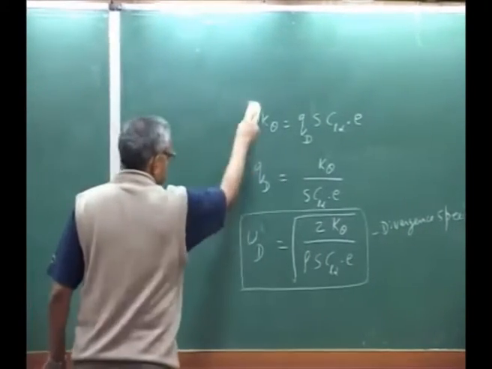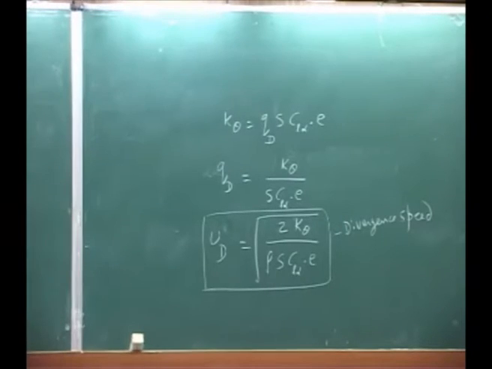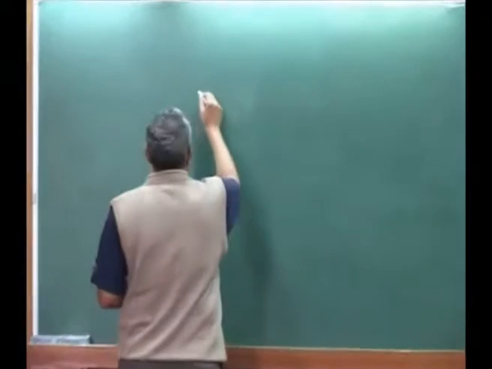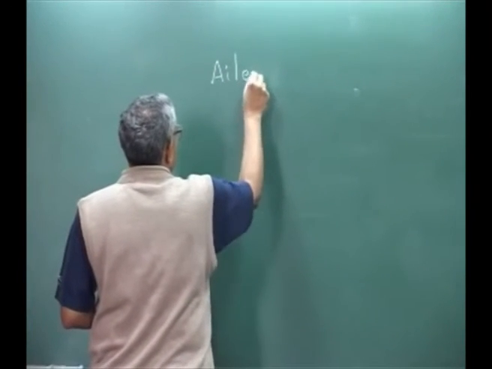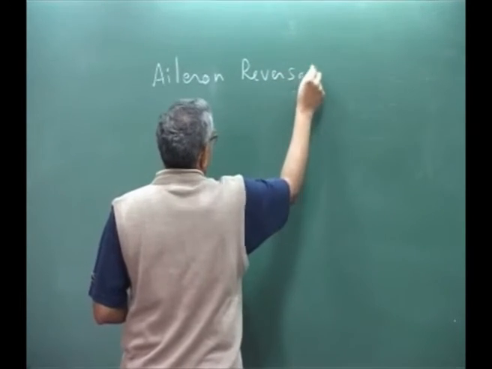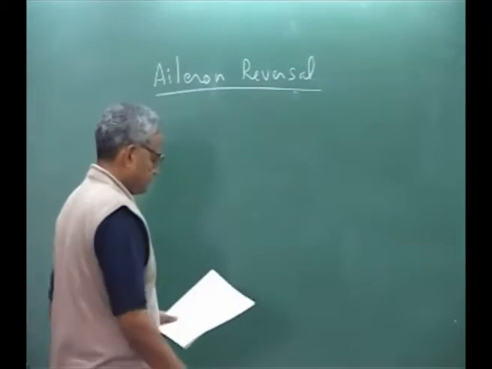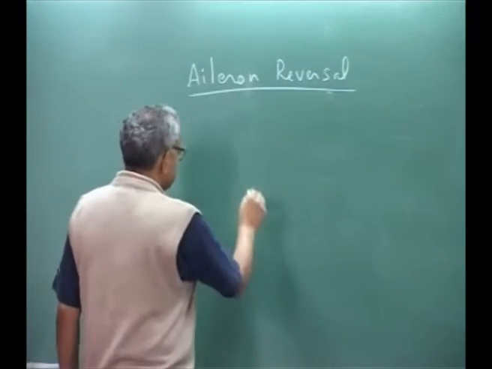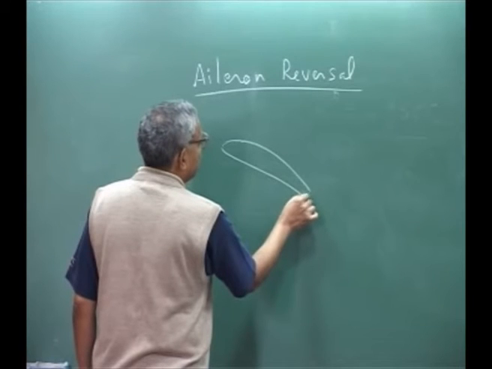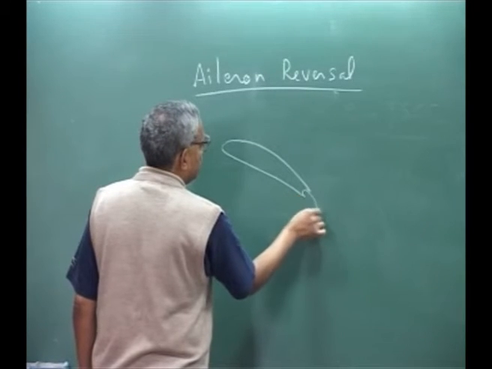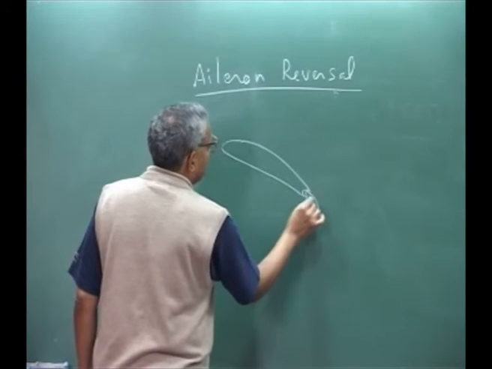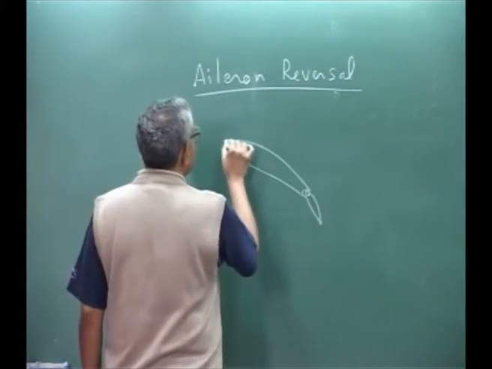I keep this part here because I may need it. We will take aileron reversal. As usual, we take a 2D airfoil, but with a control surface.